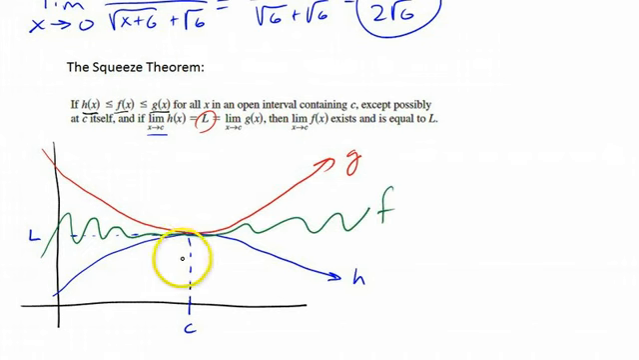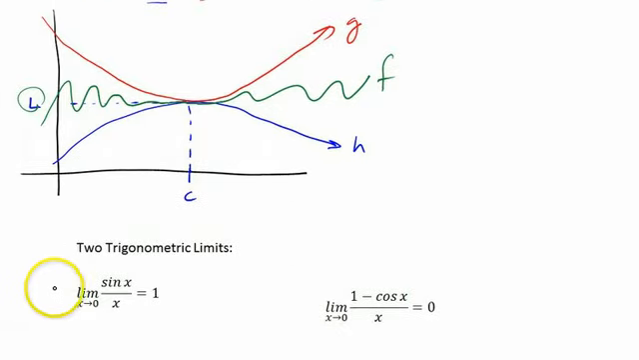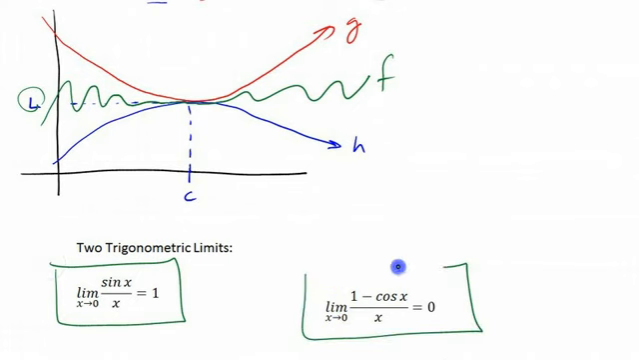Okay. So if that's the case, where f is always between g of x and h of x, and the limit of g is equal to the limit of h as x approaches c, and that's equal to L, then guess what? The limit of f is also equal to L. In other words, f is squeezed into the same limit that h and g are equal to. Now we use that squeeze theorem to figure out two trig limits that you need to memorize because they're going to come in very useful later on.